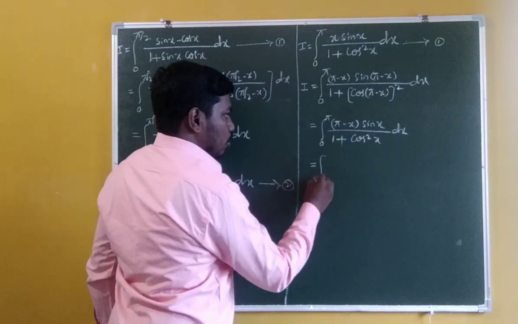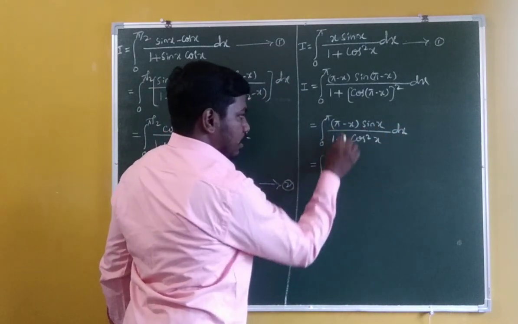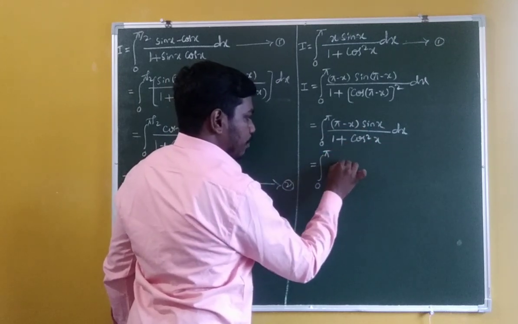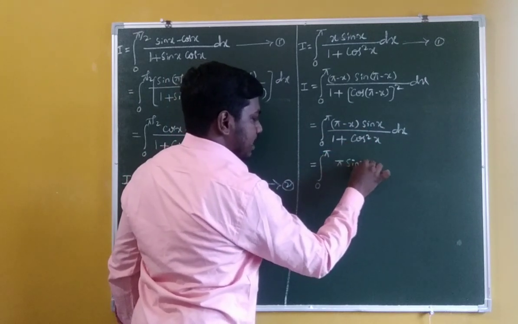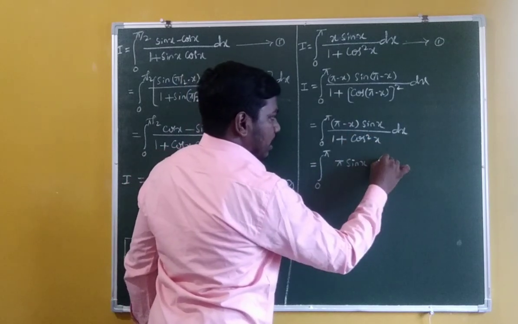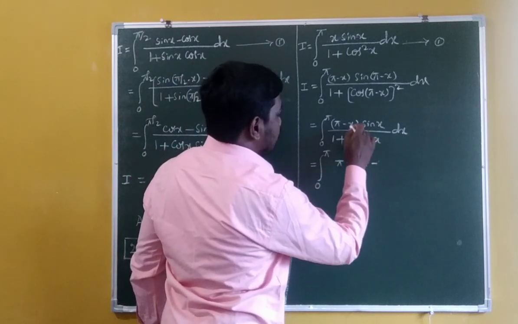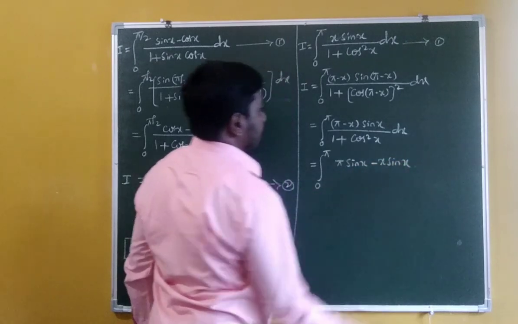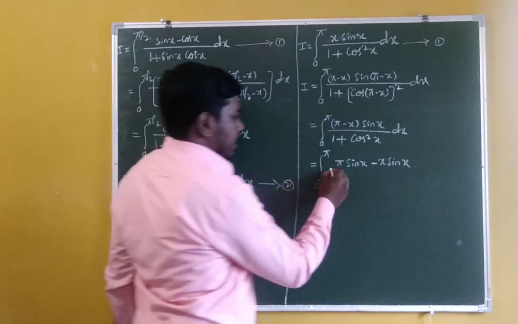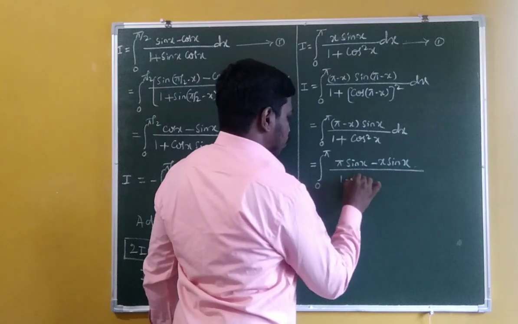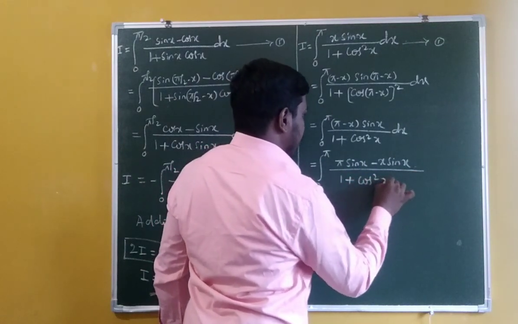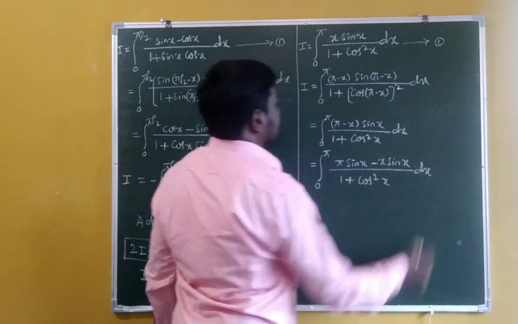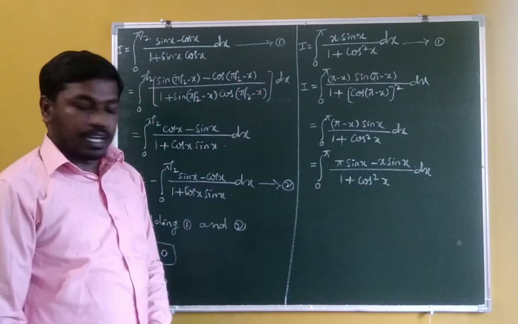So the integral from 0 to pi of pi into sin x, minus x into sin x, divided by 1 plus cos squared x, dx.